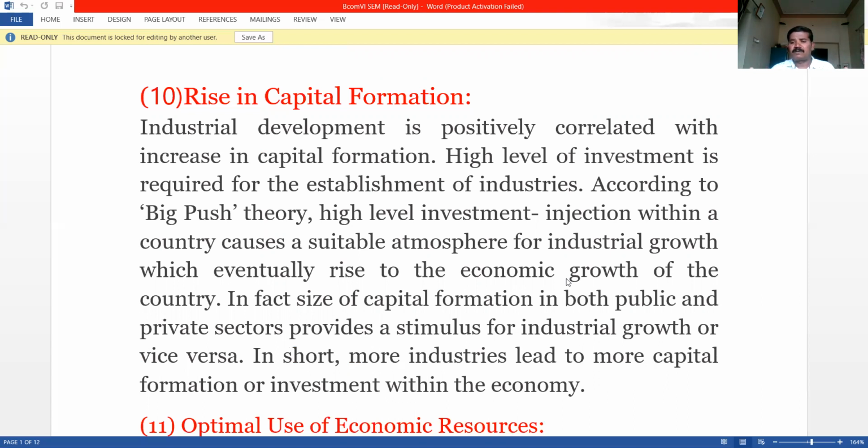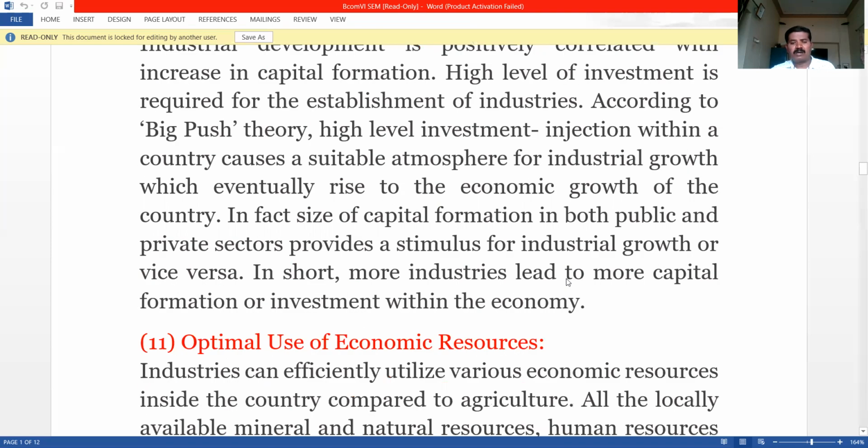sustainable atmosphere for industrial growth, which eventually gives rise to the economic growth of the country. In fact, the size of capital formation in both public and private sectors provides a stimulus for industrial growth. In short, more industries lead to more capital formation or investment within the economy.